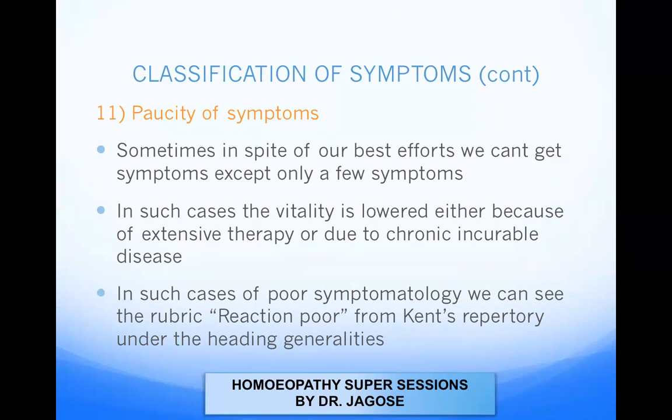In such cases of poor symptomatology, we can see the rubric reaction poor from Kent's repertory under the heading generalities. So in such instances, we have to make use of Kent's repertory under the heading generalities, reaction poor.